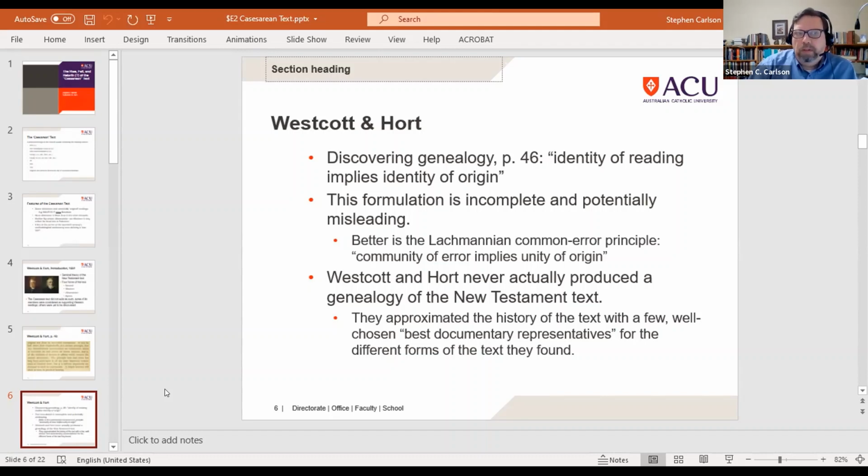With the advent of computers, we somewhat moved away from that kind of approximation, because we can now deal with a lot more data than Westcott and Hort ever could. But I'll let Peter lecture on that stuff to you later.